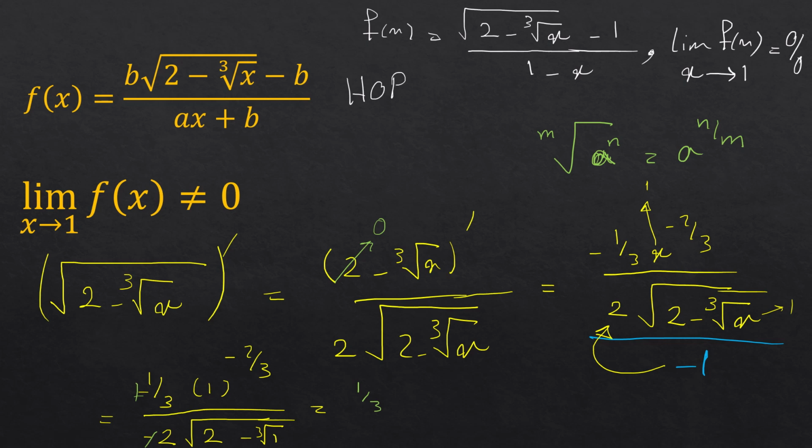1 over 3 divided by 2 times the square root of 2 minus the third root of 1. The third root of 1 is just 1. 2 minus 1 is 1. 2 times the square root of 1 is 2. Then we have 2 in the denominator. So 1 over 3 over 2 is 1 over 2 times 3, or 1 over 6. Then the limit of f of x, where x approaches 1, is not 0, it is 1 over 6.